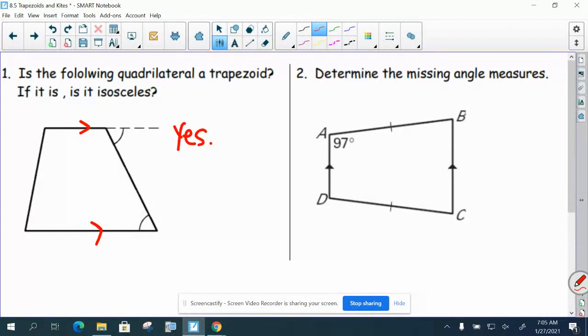Now, is there enough information, though, to prove that these two sides are congruent, or that the base angles are congruent? No, not enough information for that.